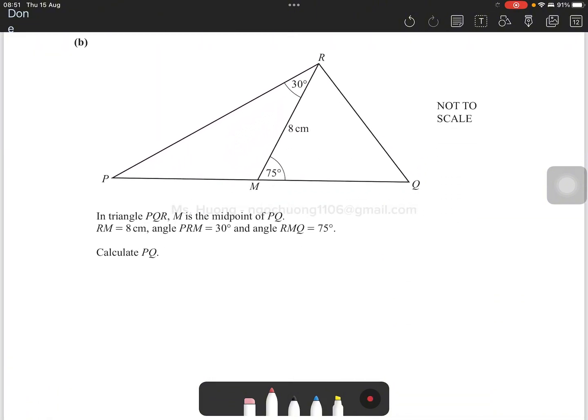Question B. In triangle PQR, M is the midpoint of PQ. This M is the midpoint of PQ, which means PM is equal to MQ. RM is 8 centimeters. Angle PRM is 30 degrees. And angle RMQ is 75 degrees. Now we need to calculate the length of PQ. This is the length of PQ. First, we see that the angle RMQ is 75 degrees. So we can find the size of this angle.